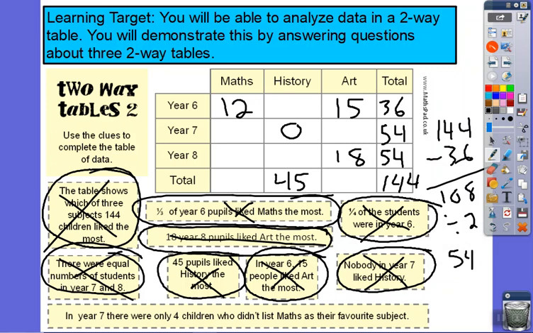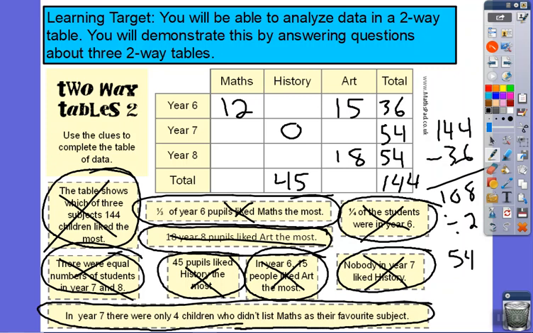We did that one. How about this last one then? In year 7, there were only 4 children who didn't like math as their favorite subject. So we know they don't like history, so those 4 that didn't like math would all be in art. And I could get that one pretty easily then, so I can figure out how many year 7 people like math by taking 54, minusing the 4 that liked art, technically minusing the 0, but you know that doesn't do anything. So that is going to leave 50 students who like math. Of course they like math in year 7.